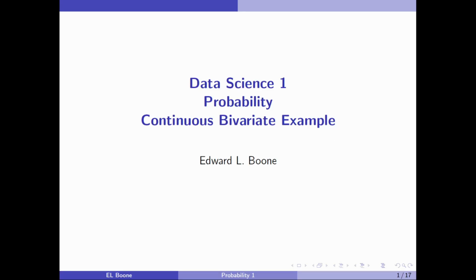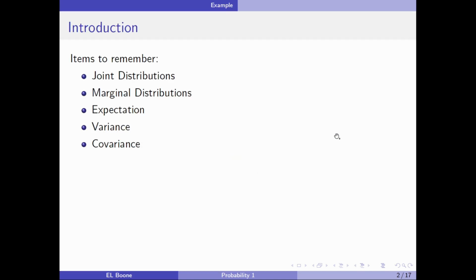Welcome to Data Science 1, Probability, Continuous Bivariate Example. We're going to need to know what a joint distribution is, a marginal distribution, expectation, variance, and covariance.